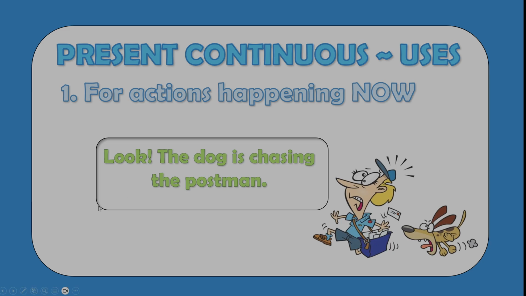For example, I want you to look at this picture. It says, look, the dog is chasing the postman. So in this case, we can see the action. So we can describe it, that action is happening at the time the person is speaking.